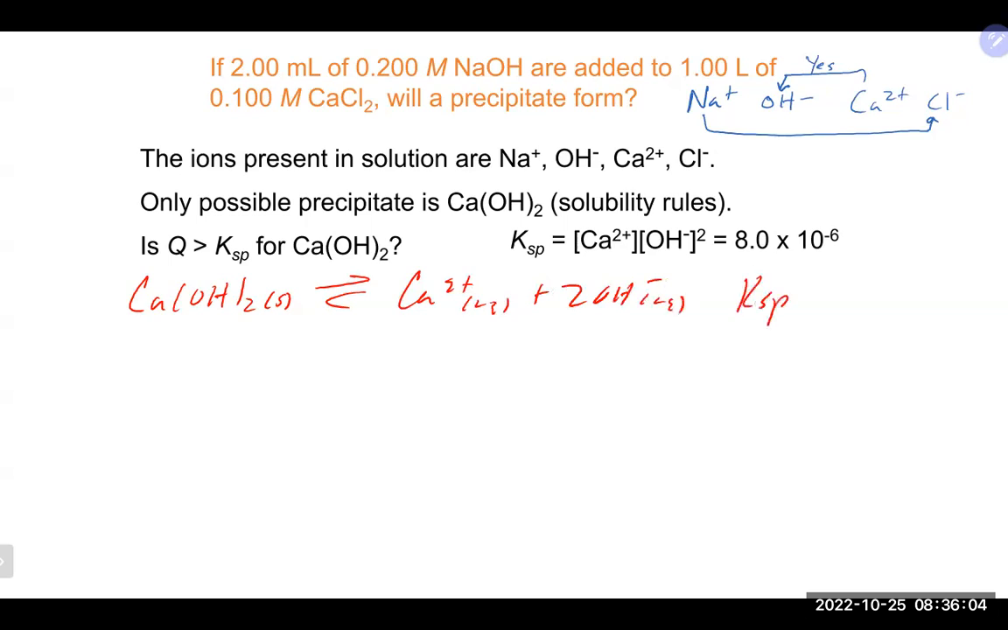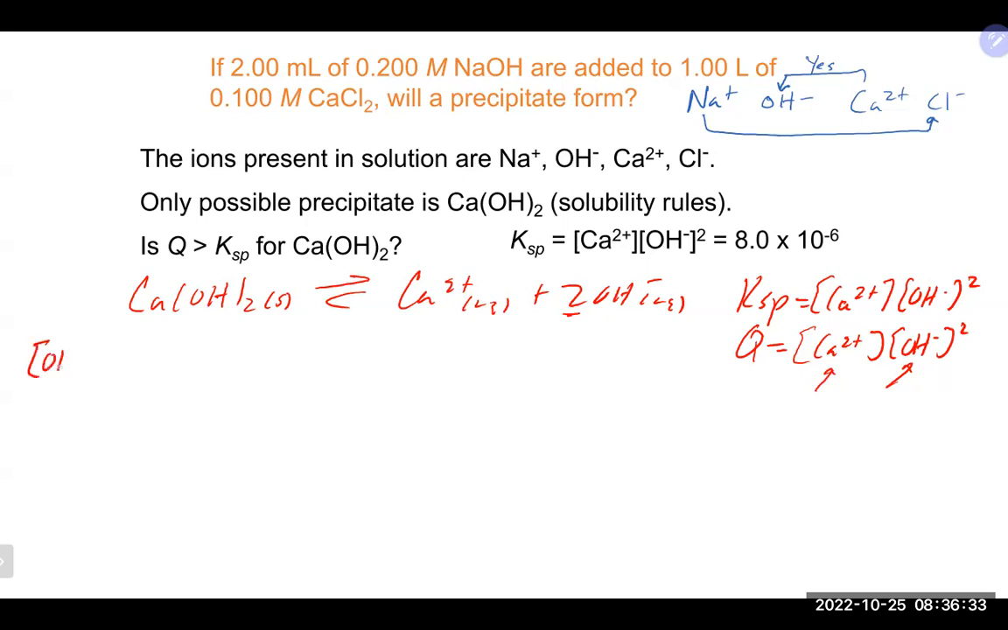The Ksp here would be our calcium times our hydroxide, and we would need to make sure we square it. Because of that, the Q here would be the exact same thing, our calcium and our hydroxide squared. So we basically need these concentrations. When we look at it here, our hydroxide is going to come from our sodium hydroxide, and the concentration of sodium hydroxide here is 0.2. It is a 1-to-1 relationship, right, when sodium hydroxide breaks apart.